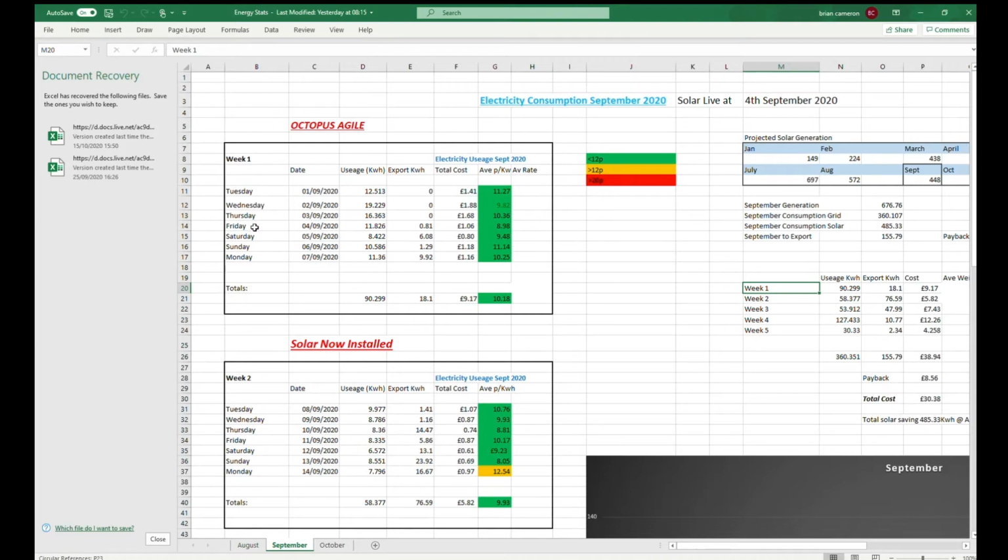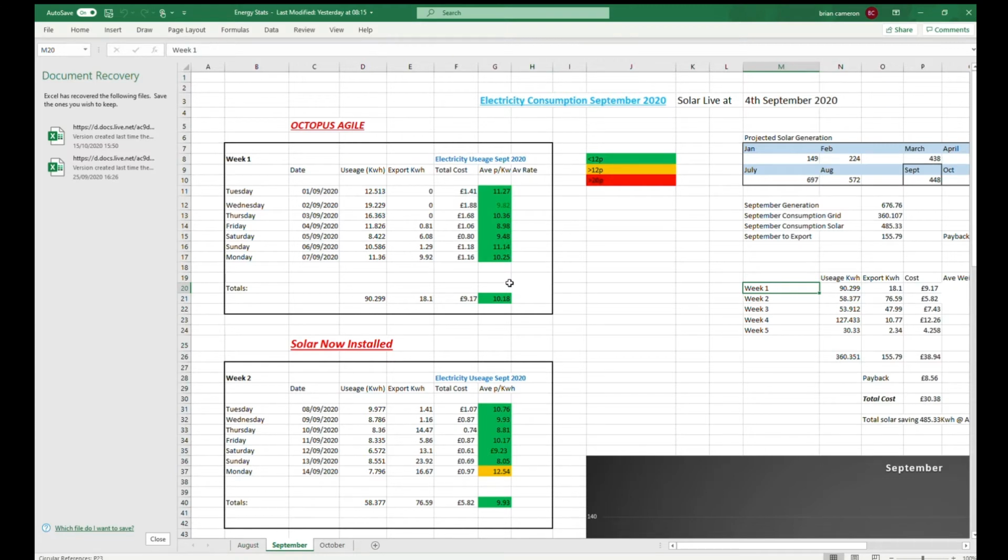So Tuesday, Wednesday, Thursday, Friday of week one, obviously no export. Friday is when the solar came in, and you can see here on the right hand side that our average weighted was about 9 pence, not 8-9 pence, which is really good. And the average price for a standard fixed tariff is 14.5p with Octopus at the moment. So anything below that is great.